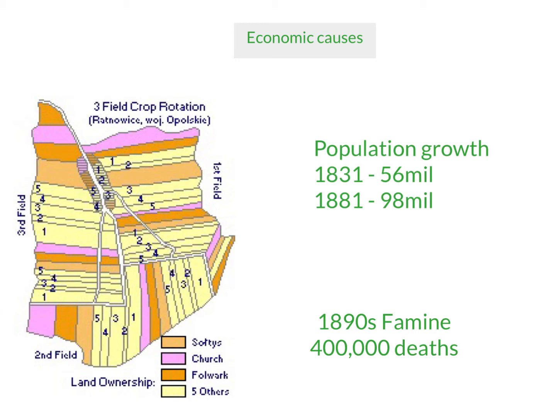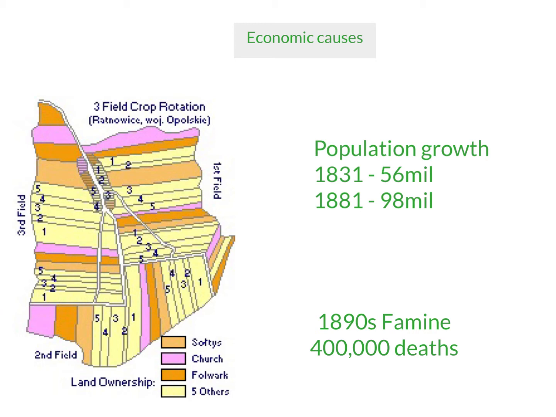And that was partly because of the field rotation system. So you can see here a map of what it might look like to have 3 different large fields in Russia, divided into strips. If you imagine each of those numbers applies to one family, family number 1 has a strip or 2 strips in each field. That would have been chosen to make sure that the number of children within the family could all be fed. So if you had a smaller family, you would have fewer strips.